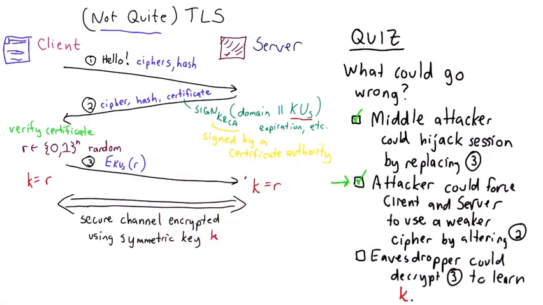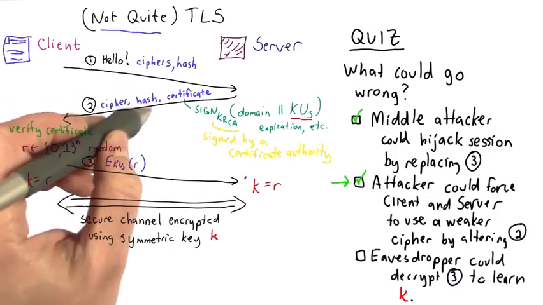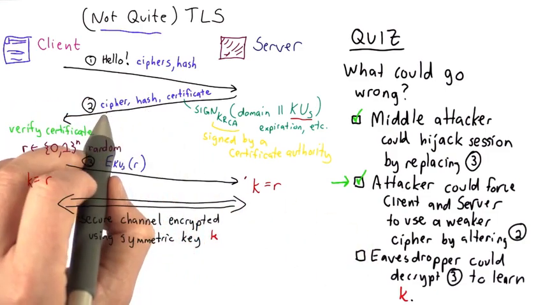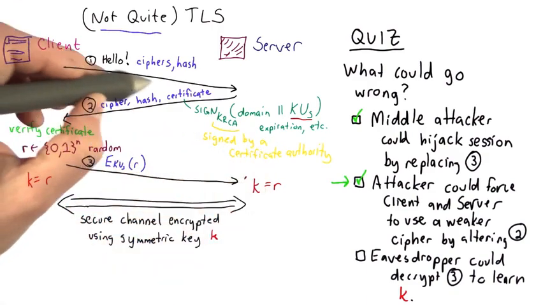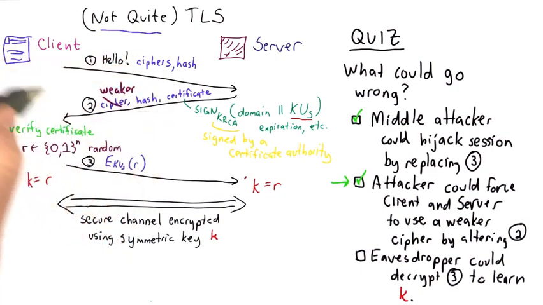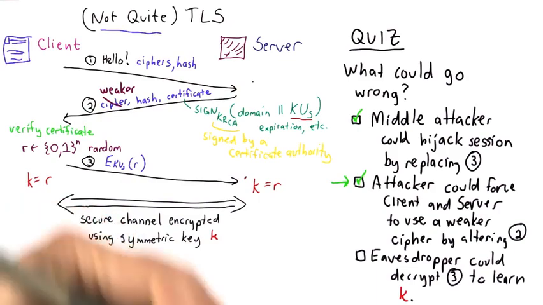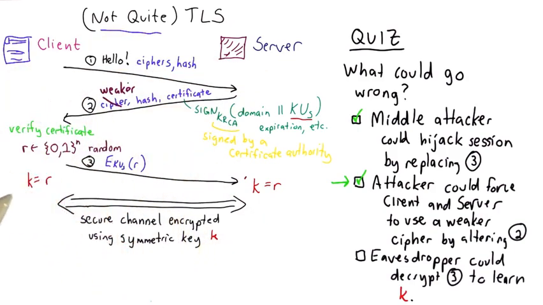First, let me talk about the other answer that's true, that the attacker could easily force the client and server to use a different cipher. So in step 2, the server responds with the selected cipher and hash. This is an unencrypted message. An attacker who intercepts it could change these ciphers to something weaker. If the client supports the weaker cipher, the client has no way to know that the server supports a stronger cipher and will settle for the weaker one selected by the attacker. We'll look at how to fix both of these problems next.